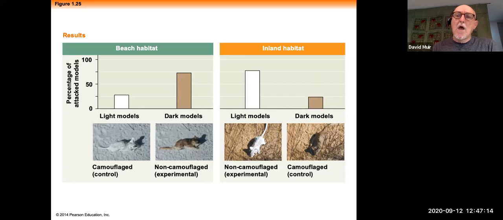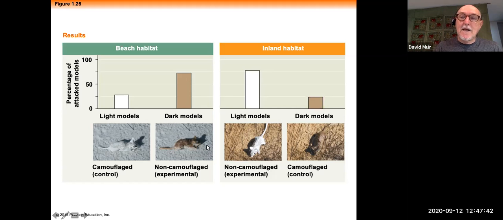No, this experiment doesn't work unless you have a control. You have something that approximates the normal condition. And that is the camouflaged mouse in each case. This one here, the light one on the beach, is a control. That approaches the normal condition. The non-camouflage is our experiment.